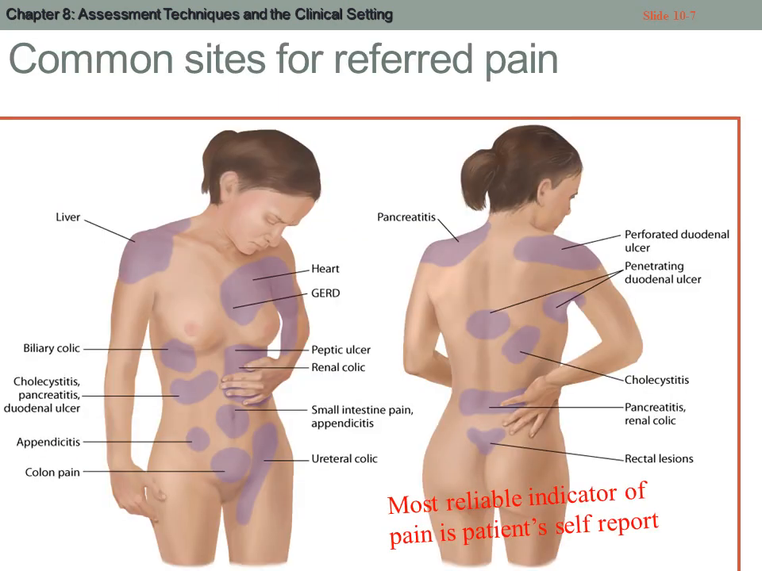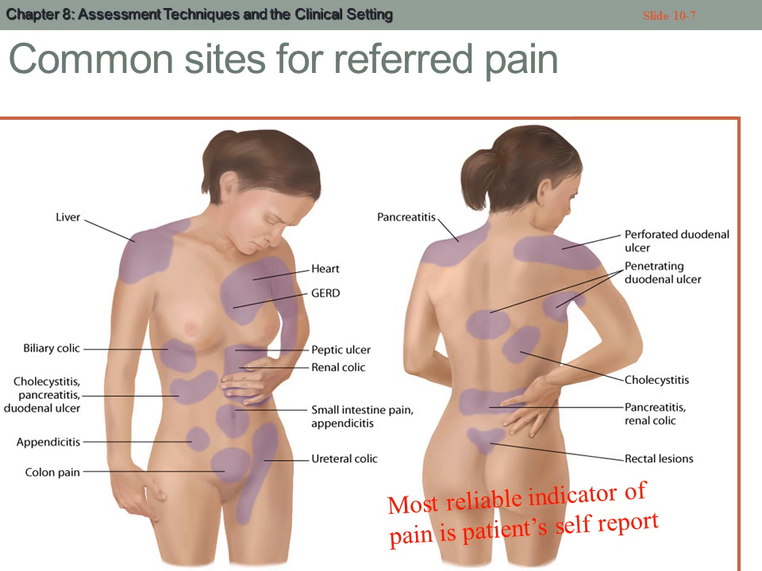This is a slide related to referred pain. So if we take a look at the picture on the right and look over her left shoulder, you see it says pancreatitis. Patients with pancreatitis have the pain referred up to the shoulder, okay? And then cholecystitis is pain that's referred to the right upper back area.